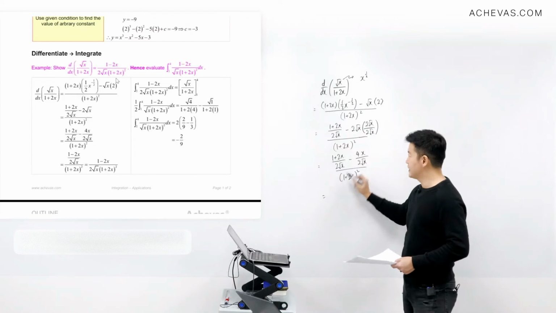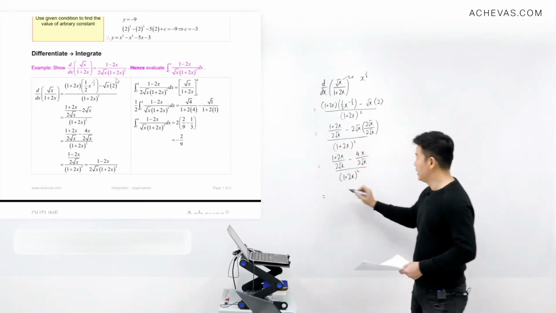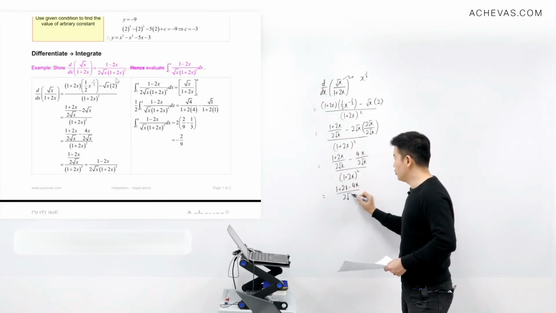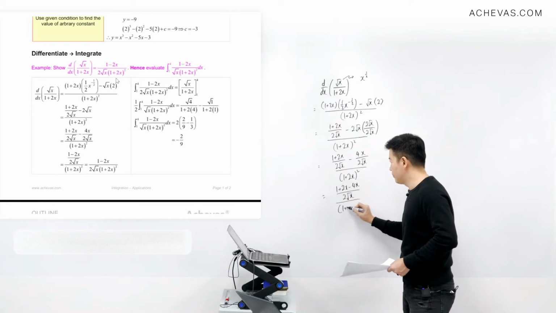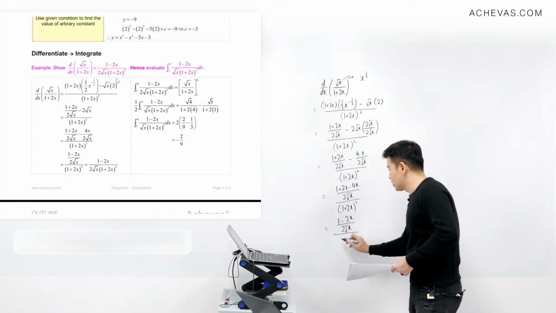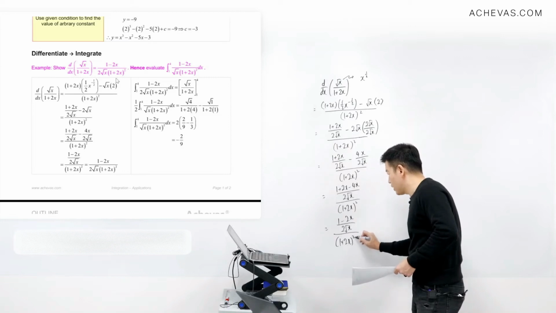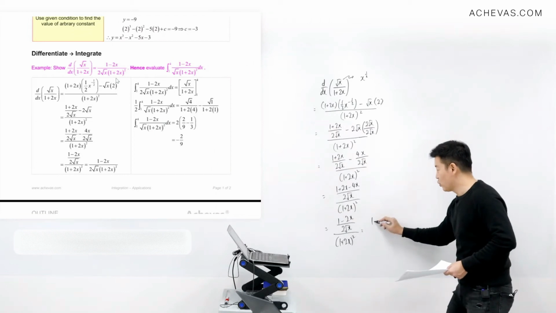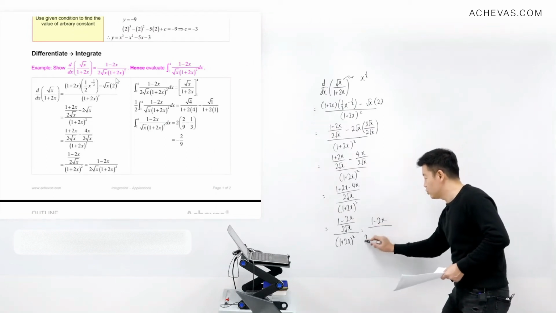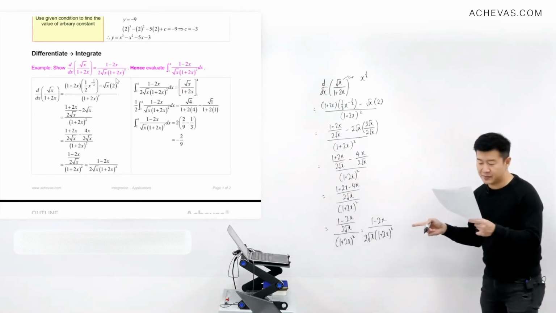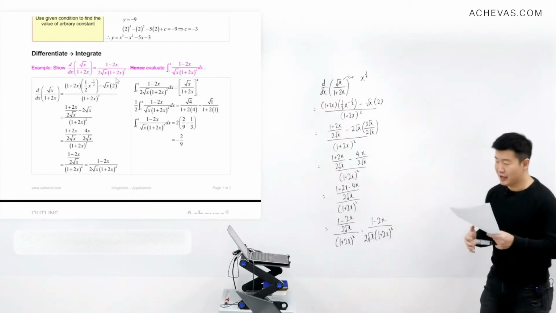So the numerator can now be grouped into one single fraction. It is going to be (1 plus 2x minus 4x) divided by 2 square root of x, over (1 plus 2x) squared. And now this is (1 minus 2x) over 2 square root of x, divided by (1 plus 2x) squared. And now we can rewrite this into the form that the question wants us to show. It is going to be equal to (1 minus 2x) over 2 square root of x times (1 plus 2x) squared. Okay, we have shown this first part.